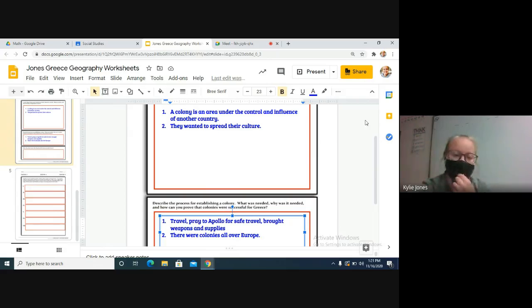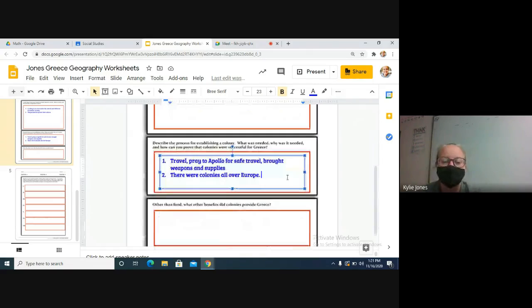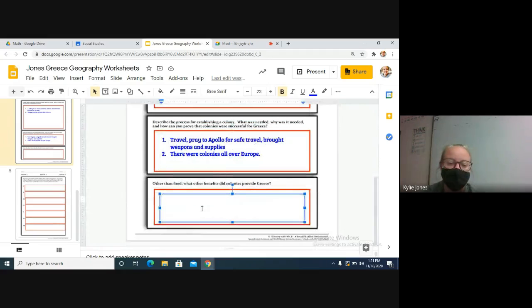All right, I'm going to scroll down just a little bit so that we can look at our next question here. It says other than food, so they would go and they could get different supplies and stuff from these other colonies that they inhabited.